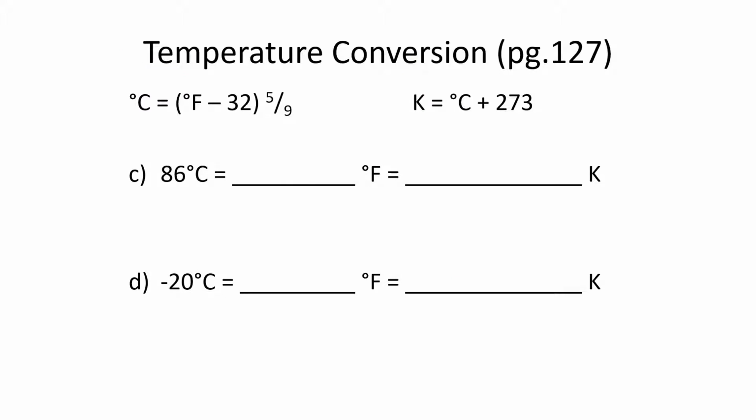All right, this time Celsius to Fahrenheit. So do the easy one first if you want, from Celsius to Kelvin. So let's plug in 86 anytime you see a C. So 86 equals F minus 32 times 5 ninths. So we'll multiply both sides by 9/5. And then to get F by itself, we add 32 to each side.